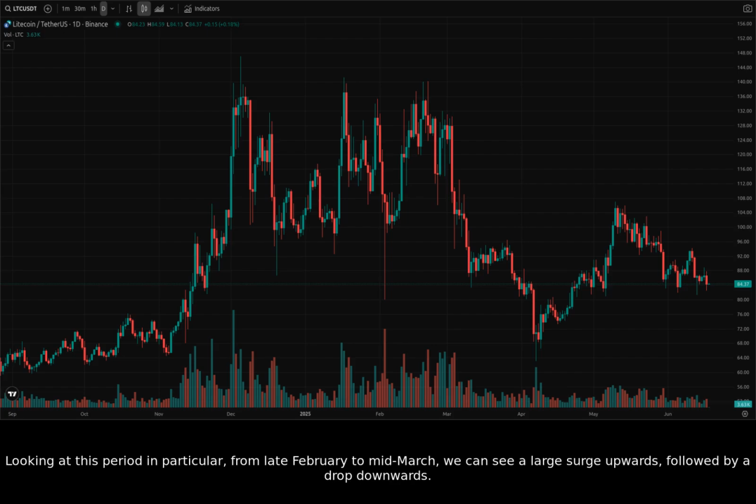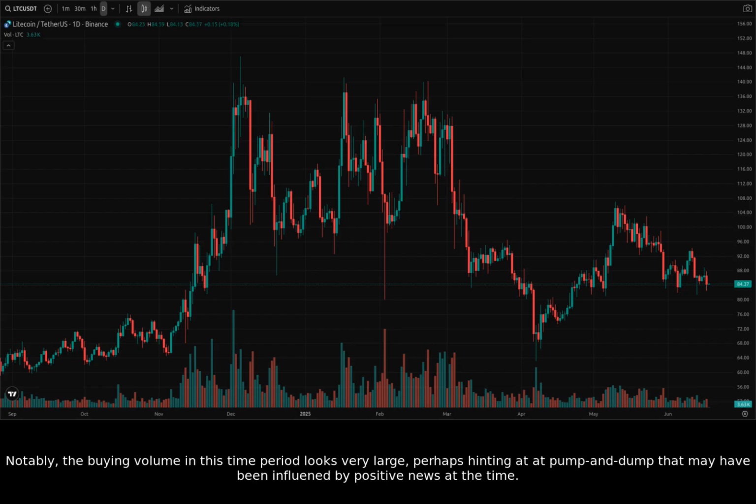Looking at this period in particular, from late February to mid-March, we can see a large surge upwards, followed by a drop downwards. Notably, the buying volume in this time period looks very large, perhaps hinting at a pump and dump that may have been influenced by positive news at the time.